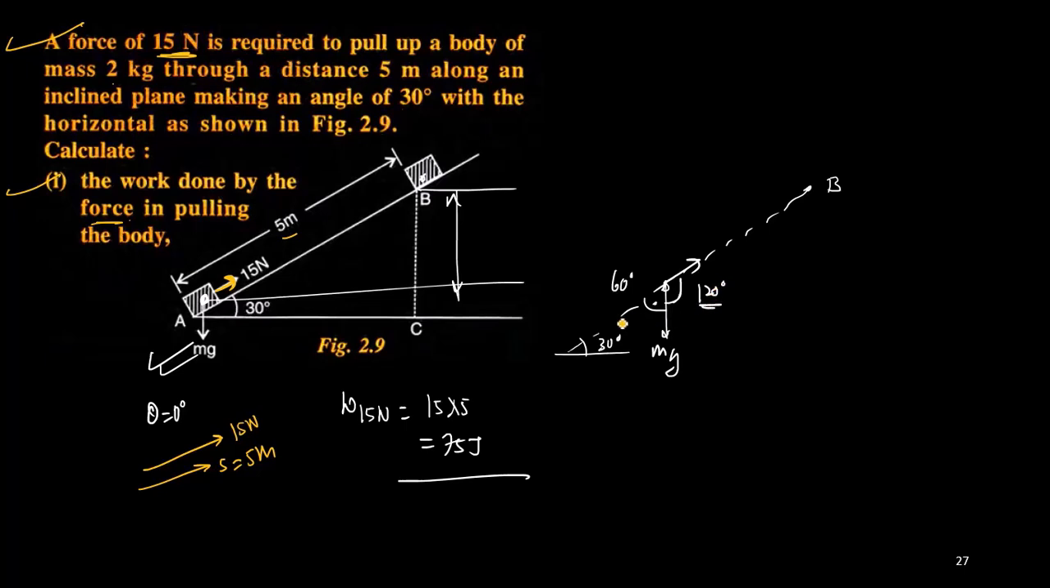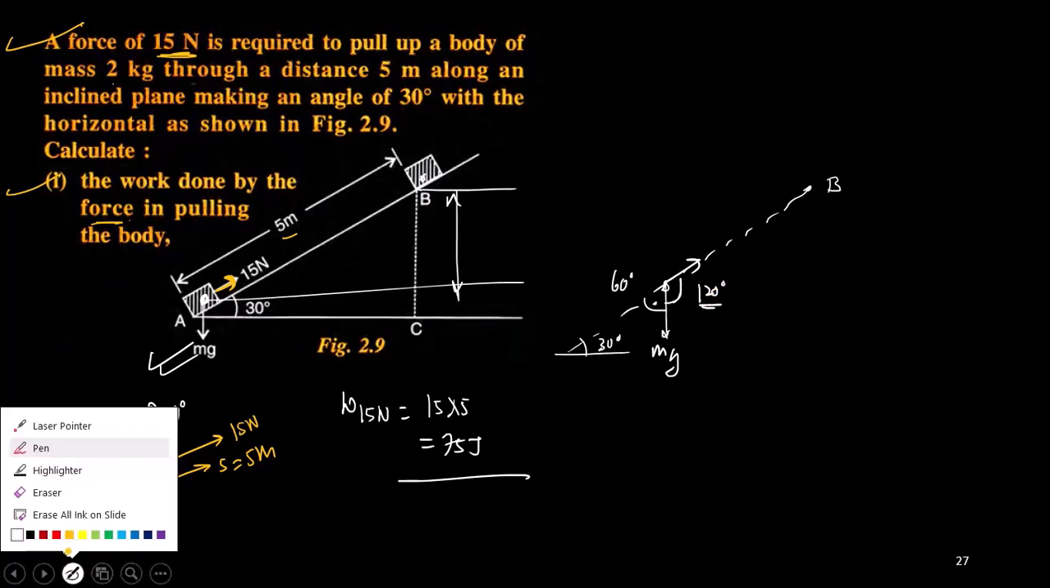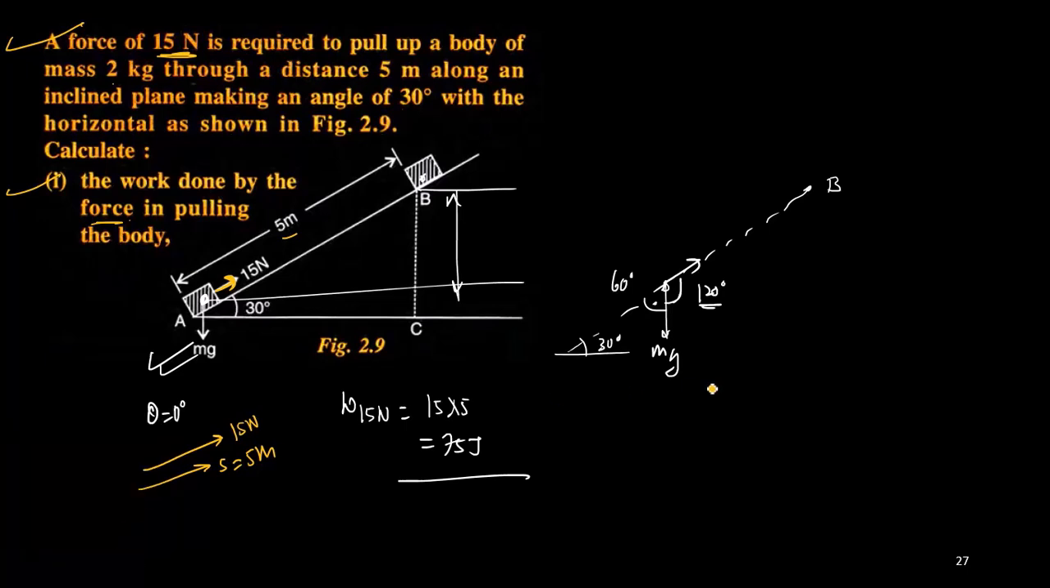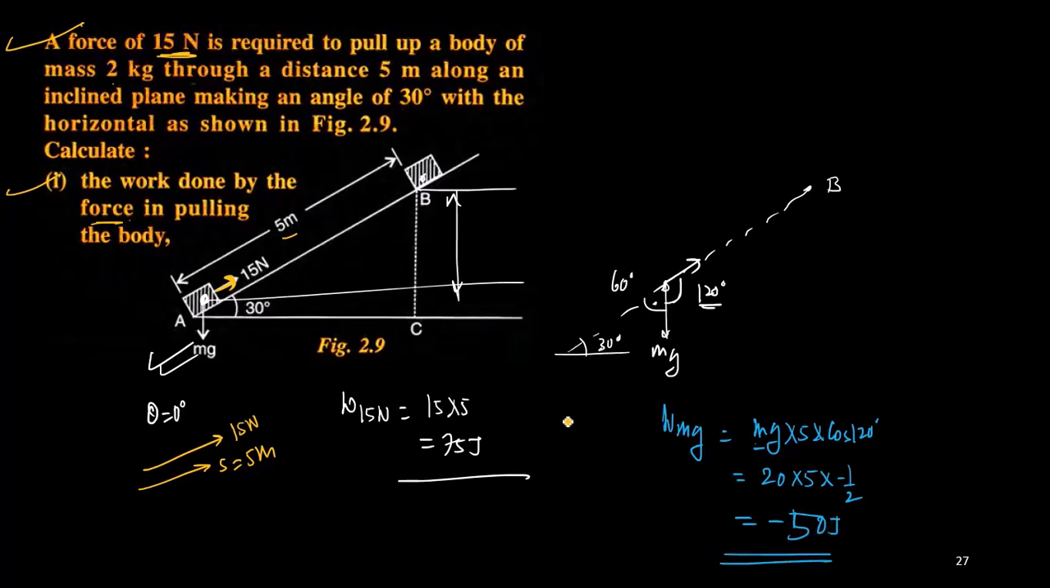And I know that cos of 120 degree is minus 1 by 2. So work done by this mg force should be equal to what? mg into 5 into cos of 120 degree. Mass of the body is given as 2 kg. So 2 into g means 20. 20 into 5 into minus 1 by 2, that is minus 50 Joule. So work done by the gravity is negative.